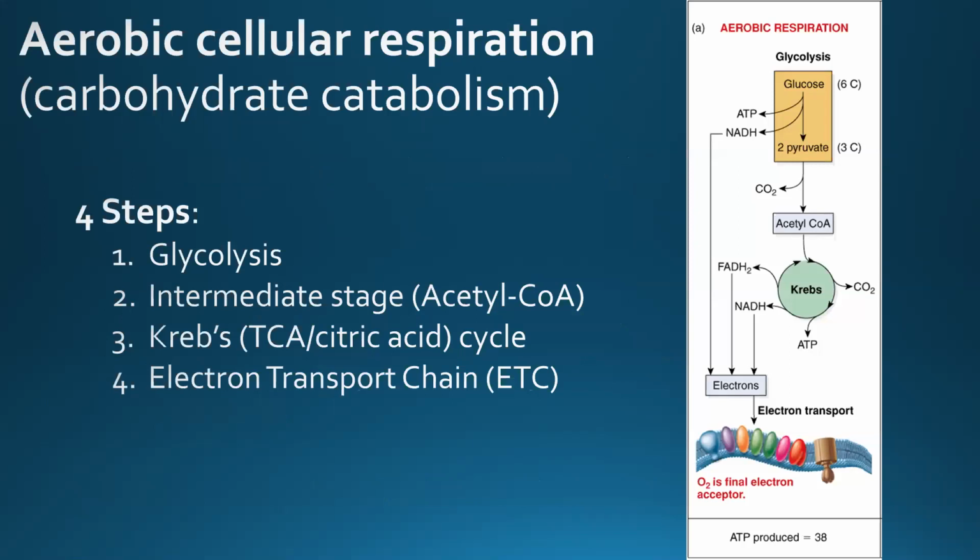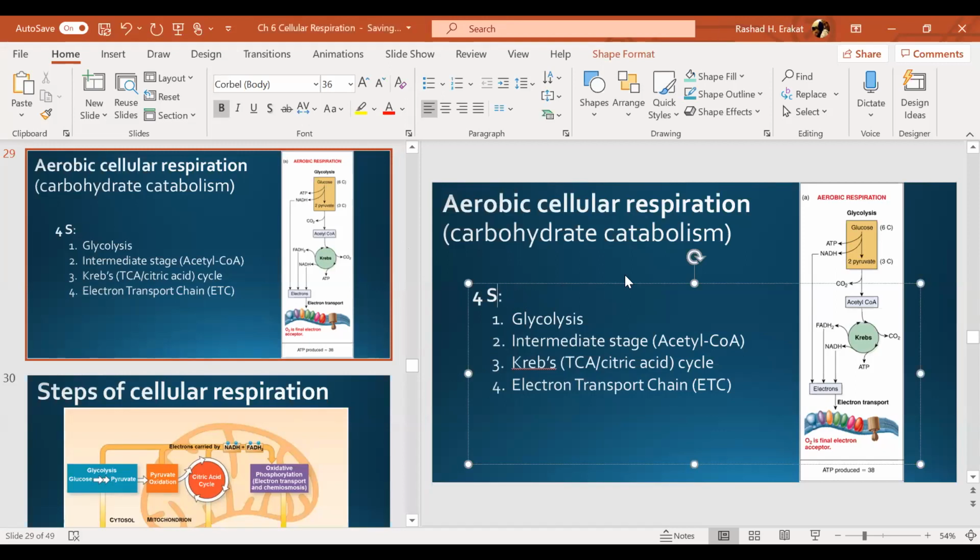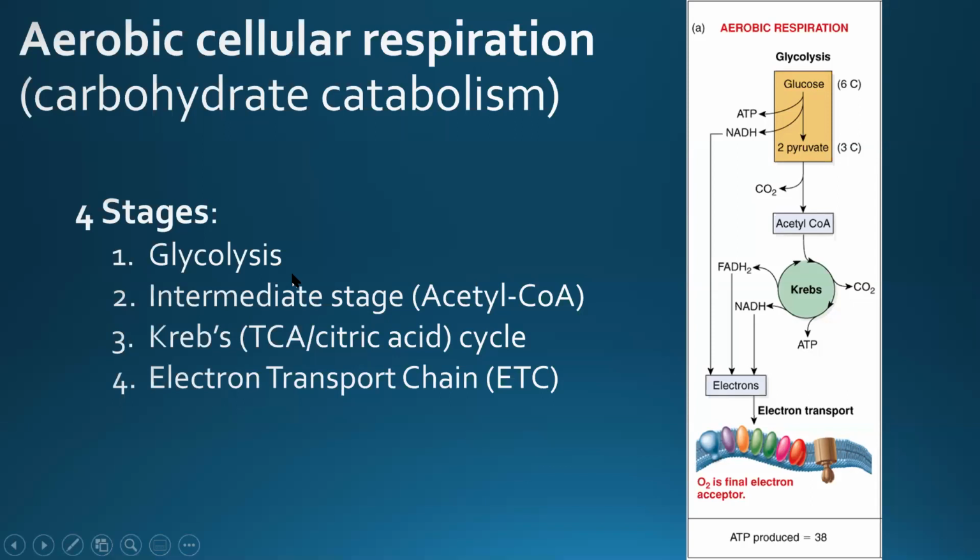Okay, so here we are. There are 4 stages. I like to call them stages, not steps, because each of the steps is basically the step of the reaction. So I'm just going to come in here and change it to stages, okay? Stages. And the 4 stages are glycolysis, the intermediate stage, which is pyruvate oxidation, the Krebs cycle, which is also known as the tricarboxylic acid cycle or the citric acid cycle, and then finally, the electron transport chain.